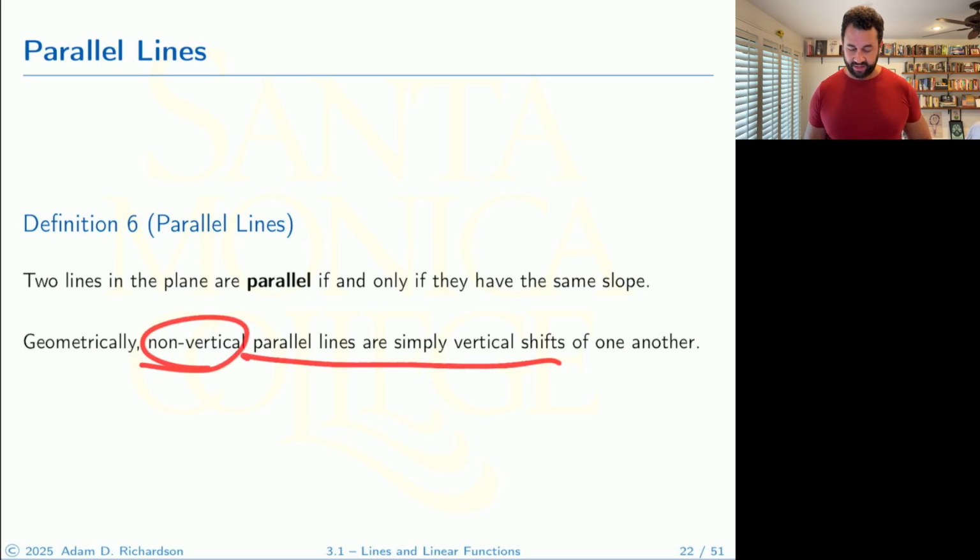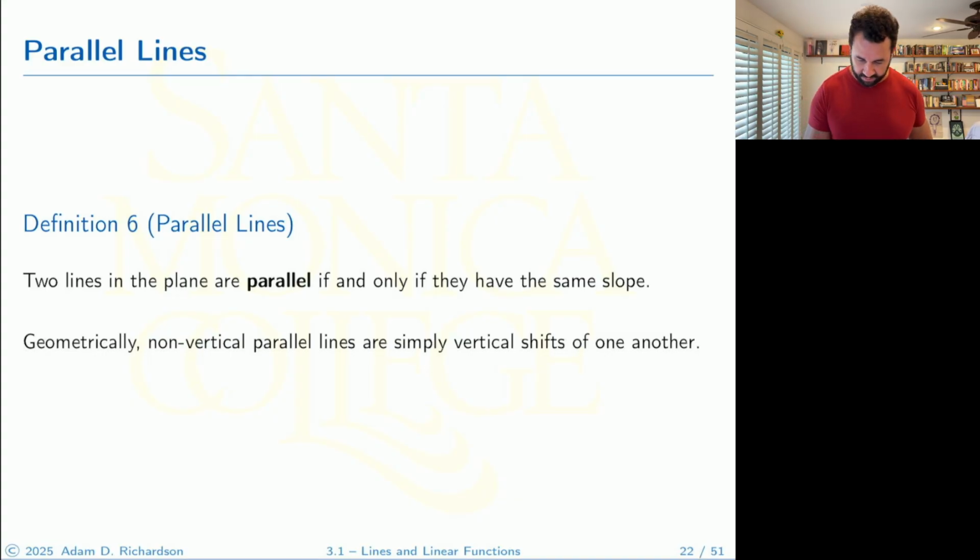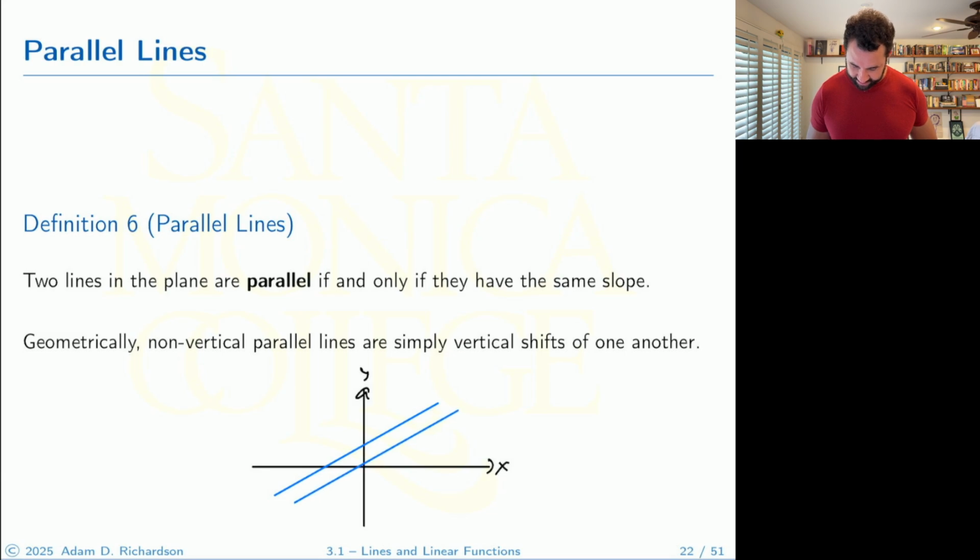Non-vertical parallel lines are just vertical shifts of one another. So, for example, let me draw a quick plane here. This is X, this is Y. Let me draw a line here. Okay, here's this line. I'm going to use my technology here to cheat a little bit and duplicate it. So these two lines are parallel.